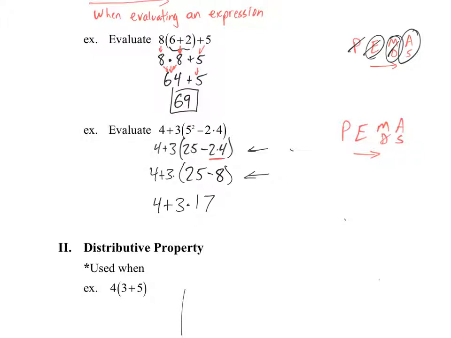So I'm going to copy everything else down. I still have my 4. I still have my plus 3. This here becomes my 17. Second to last step. Do I do my 4 plus 3 or do my 3 times 17? Yep. Because we did all of our parentheses, did all of our exponents, now we're to the multiply and divide. And I get a 51. So 3 times 10 is 30, plus 3 times 7 is 21. So 51 plus 4. And last but not least, we can say the final answer is 55.